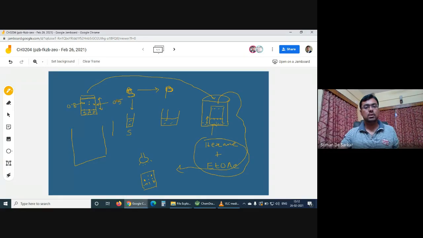So we'll say the RF value of the starting material is 0.8. RF value for the product is 0.5, like this. This is called the RF value.